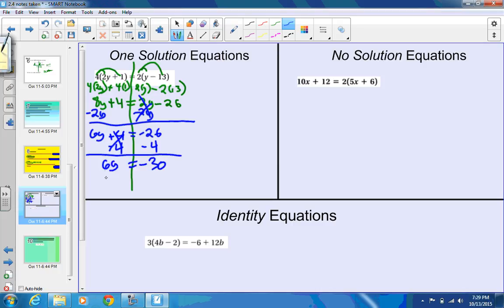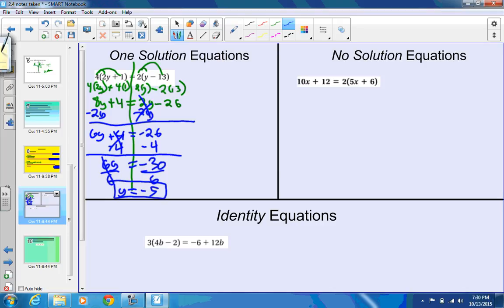Our last step then is to divide by 6 to undo that multiplication. And you have to do it to the other side of that wall. So y is left here. Bring down the equal sign. Negative 30 divided by positive 6 would be a negative 5. So I got one solution. I could check it by pulling it back in for the y's and seeing if the two sides are still in balance. I'm not going to do that right now. But in a one solution equation, following those steps, you'll find one solution. This one, we have y equals negative 5.